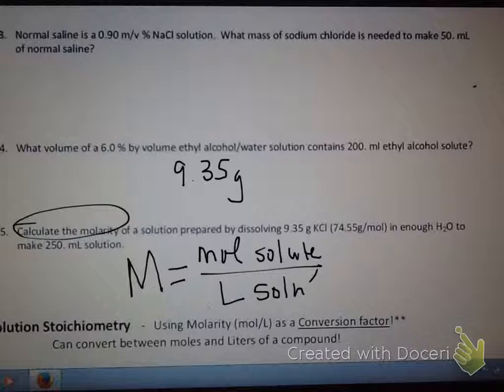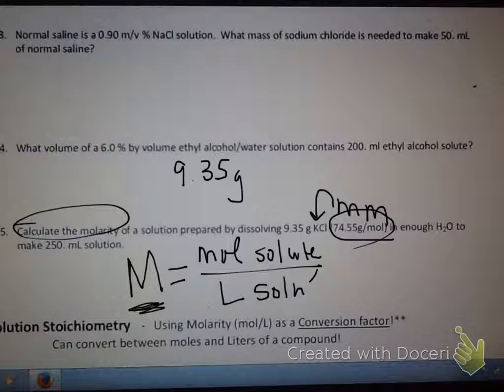Do you remember when you have two units and one of them is a mole? You usually have a conversion factor. Mass per mole is molar mass. This is the molar mass of potassium chloride. I might need that if it's given. So it says calculate the molarity of the solution prepared by dissolving 9.35 grams of potassium chloride in enough water to make 250 milliliters of solution. Okay.